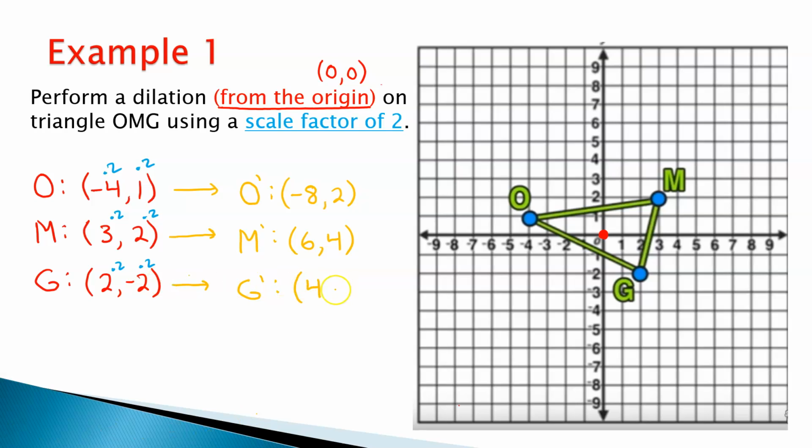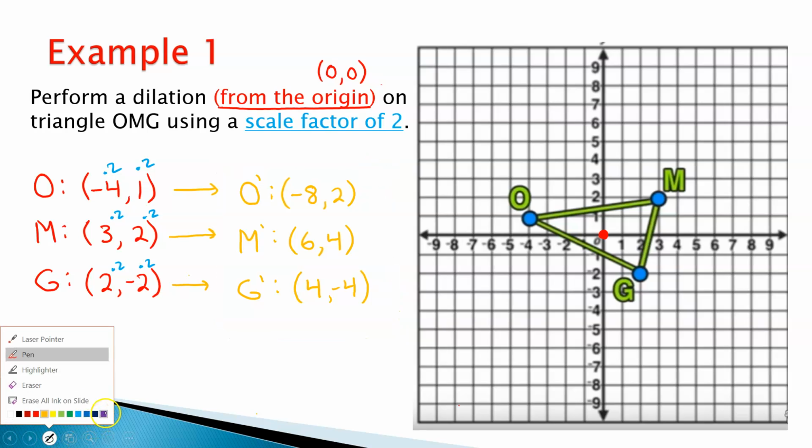2 times -2 is going to give me -4. So there we have it. Those are all the new coordinates. I just got to make sure that I plot them correctly. All right, so we're going to go over here to my graph. We're actually going to perform the dilation.